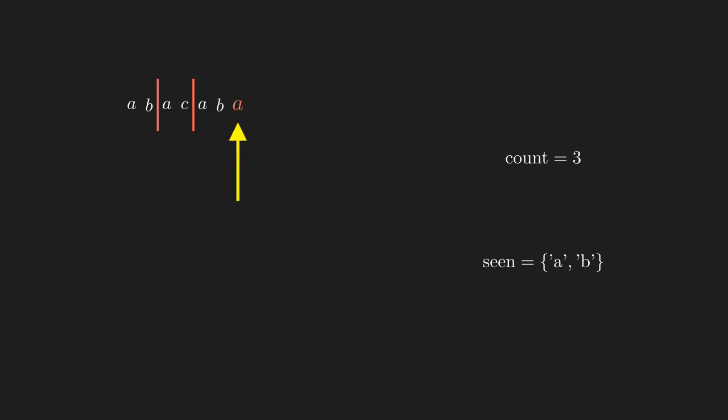Finally, we reach index 6, the last character, which is a. We check our seen set containing a and b. We find a is already in the set. For the third time, we have encountered a duplicate and must terminate the current substring. We make a cut before this final a. Our third substring is AB.